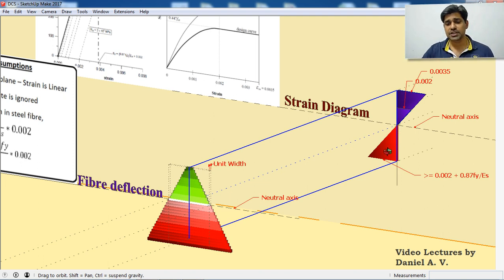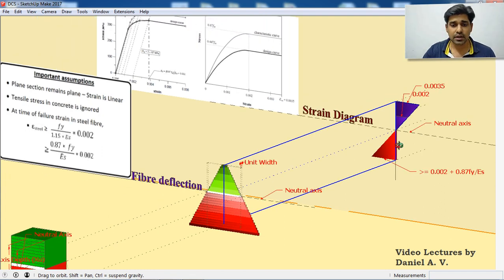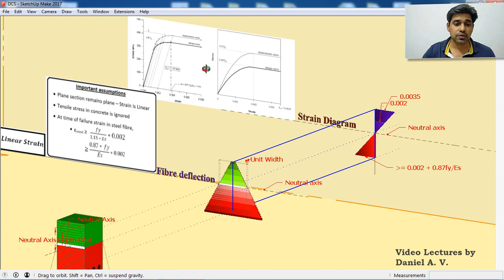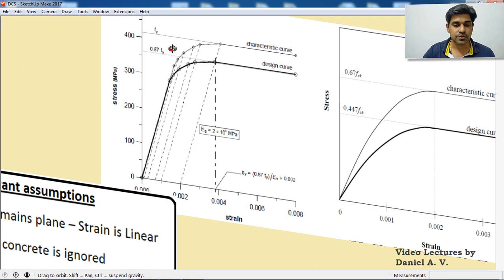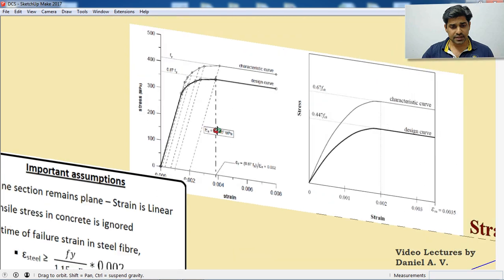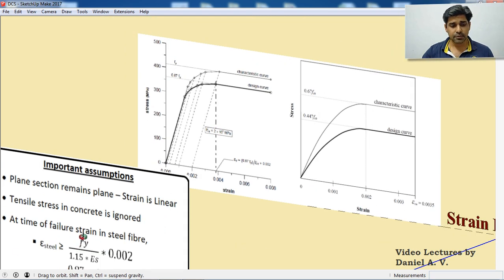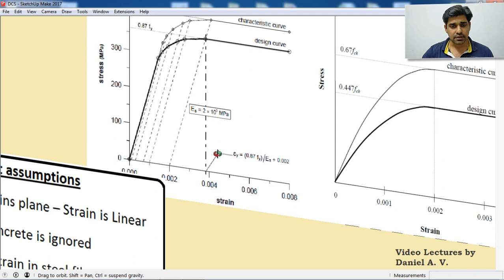So for considering the tension part, we are ignoring the steel. So in the tension, we are ignoring the concrete, my mistake. So we need to think about the stress strain curve of steel. You can see here, this is the stress strain behavior of steel, and we have the design curve. It is said in the assumption also that at the time of failure, strain in steel fiber should be some particular value. It is given here, and you can see in the stress strain curve that value is given.